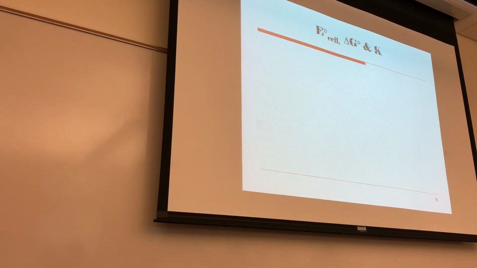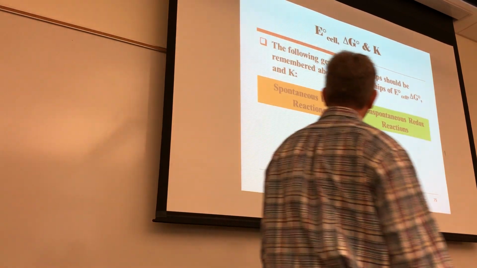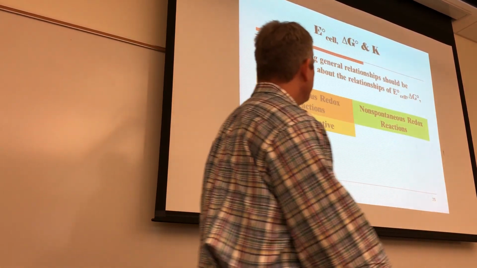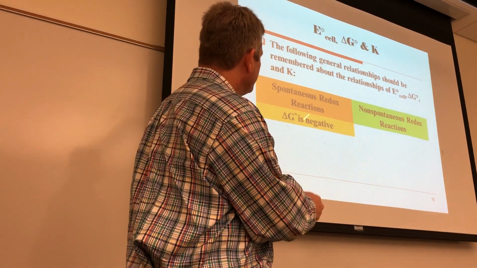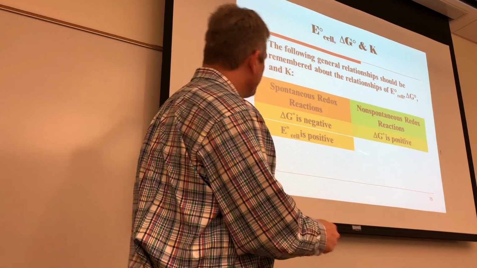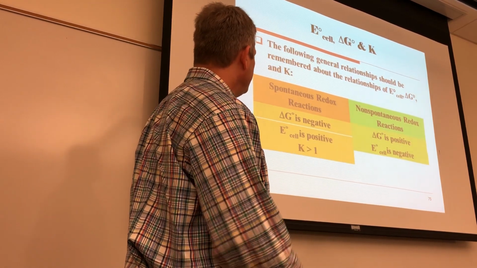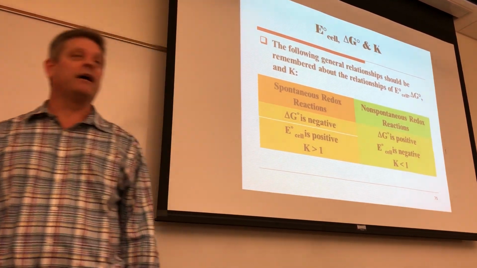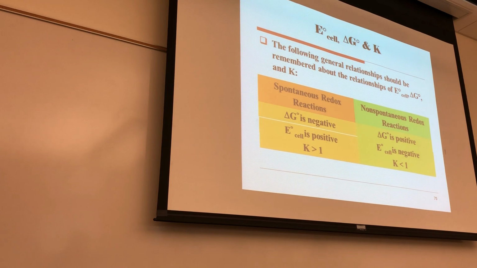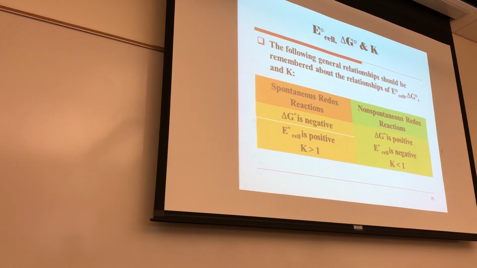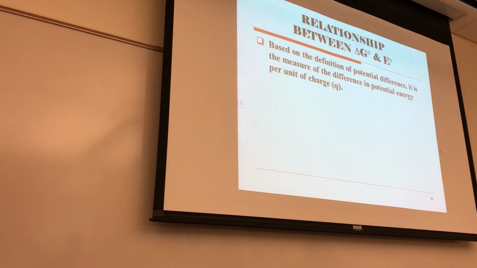Okay? With that being said, let's get into it. What do I have here? Just another review. Spontaneous versus non-spontaneous. Redox reactions: delta G is negative for spontaneous, positive for non-spontaneous. The cell potential is positive for spontaneous and negative for non-spontaneous, and K is greater than 1 for spontaneous and less than 1 for non-spontaneous. Those three things we know for each of the conditions of spontaneity and non-spontaneity. Okay? Just to recall. Now let's put them together.